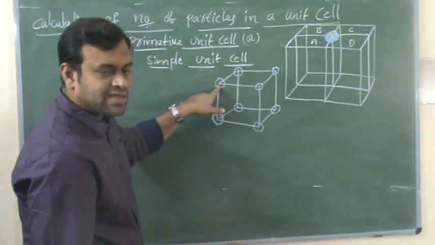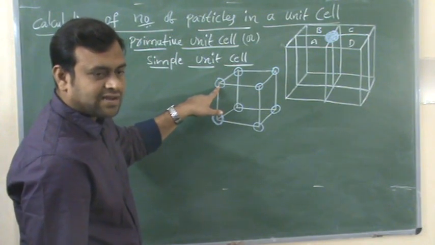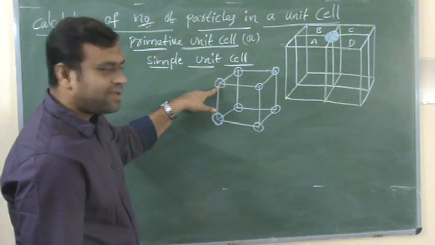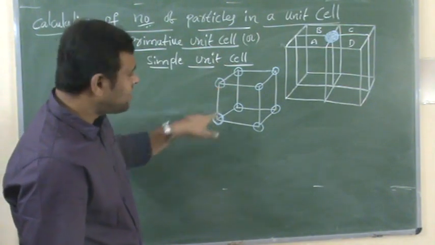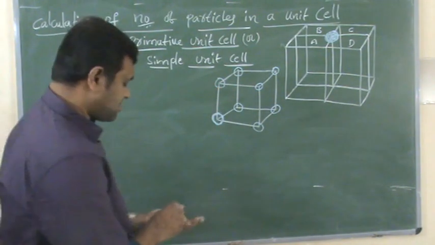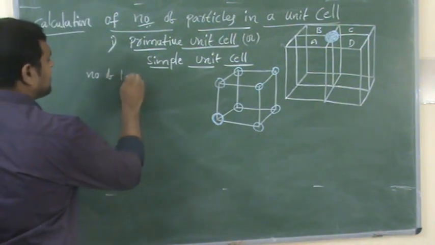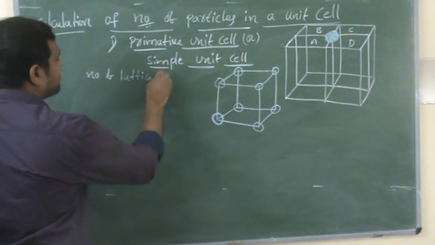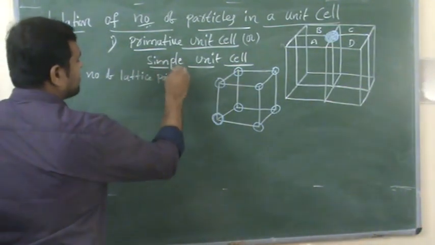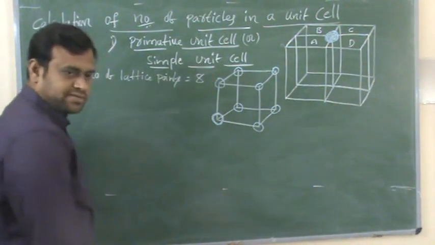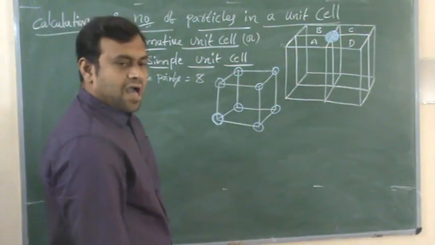Are you following what I am saying? Concentrate here. For a primitive unit cell, how many lattice points are there? 8 lattice points. Number of lattice points is equal to 8. Is it correct?